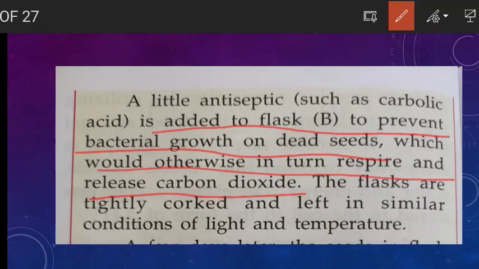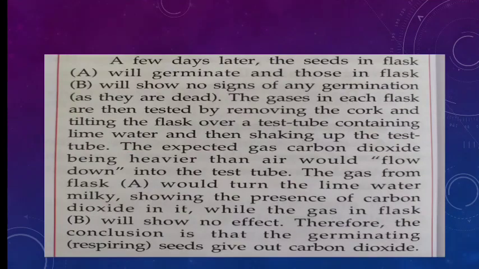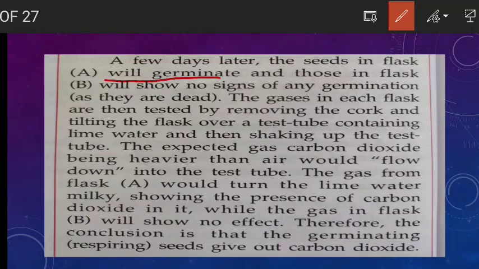Which antiseptic is used here? You have to learn this name: carbolic acid. So in this process, which antiseptic is used? Carbolic acid. And why is carbolic acid used? Your answer will be to prevent bacterial growth on dead seeds. The flasks are tightly corked and left in similar conditions of light and temperature. A few days later, the seeds in flask A will germinate, and those in flask B will show no sign of any germination. Why? Because they were dead seeds.